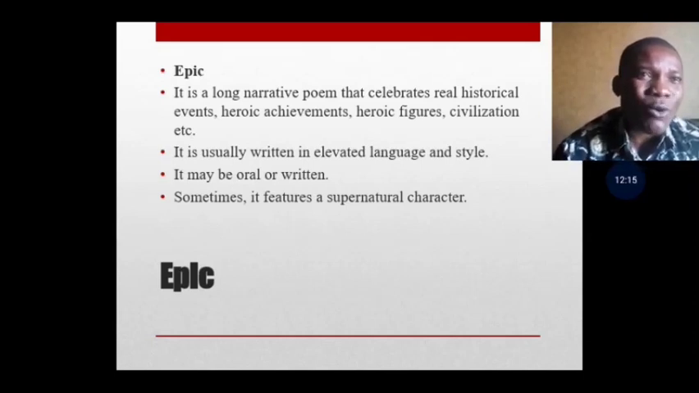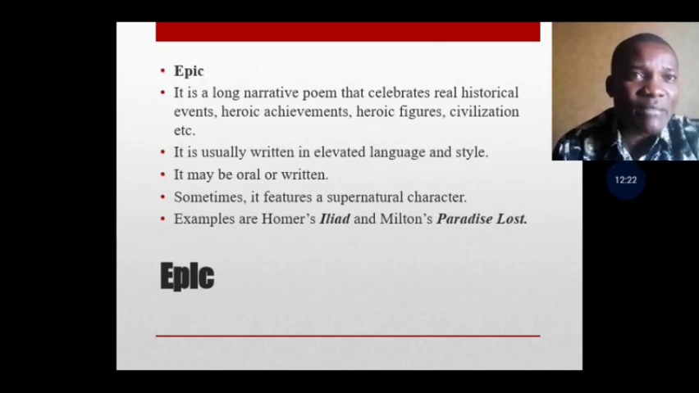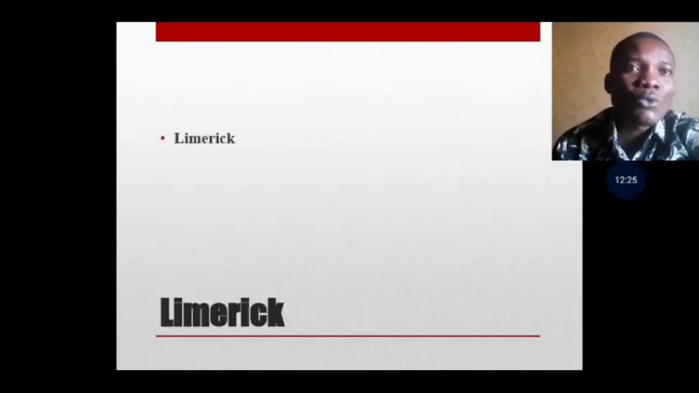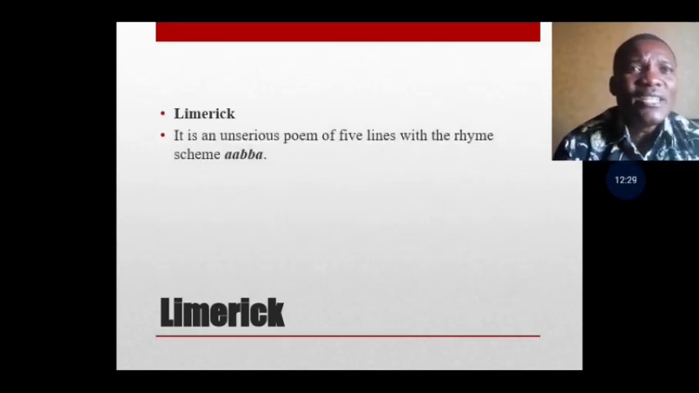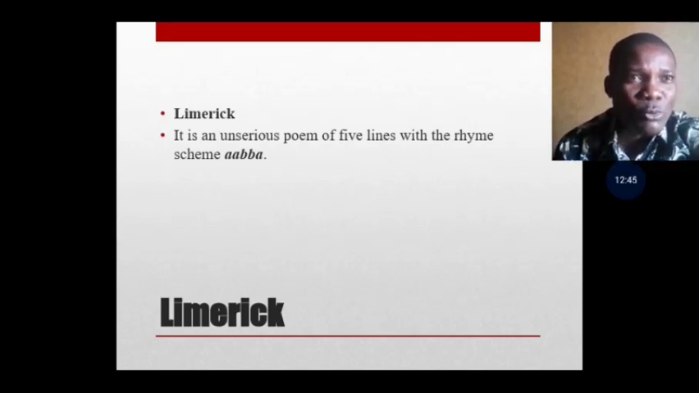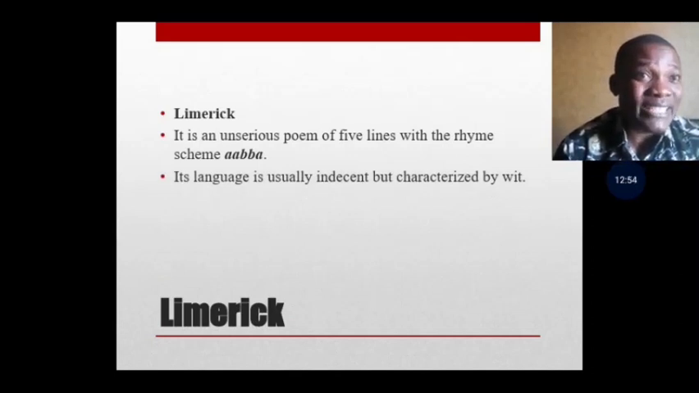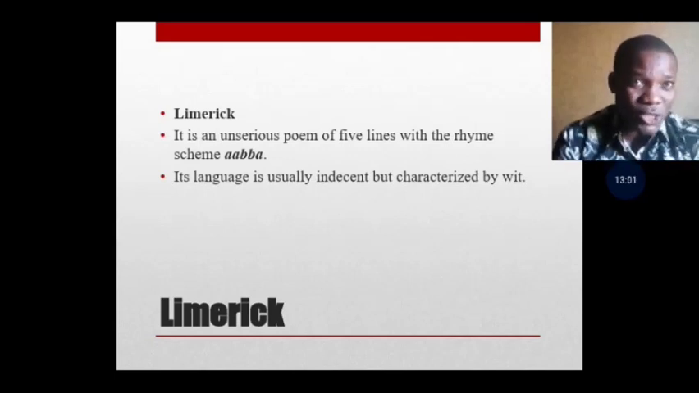Examples are Homer's Iliad and Milton's Paradise Lost. You have another one, which is the Limerick. It is an unserious poem of 5 lines with rhyme scheme AABBA. Usually, a Limerick is a witty kind of poem and usually rude in its presentation. Poets most times don't take Limerick too seriously because it usually presents an unserious thing. But one thing that is sure about it is that the Limerick tries to address a very serious matter in an unserious manner. That is why it is said that its language is usually indecent but characterized by wit.